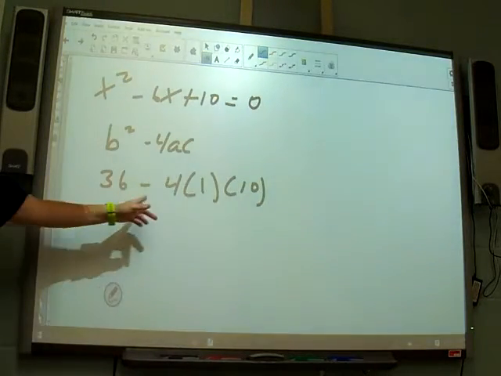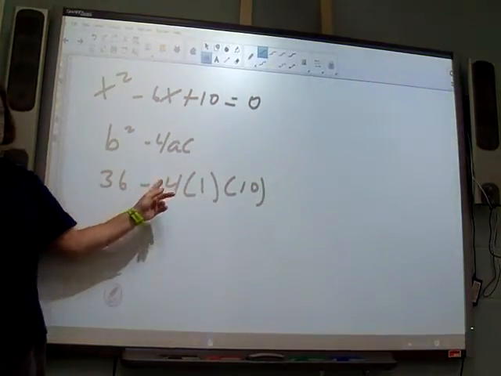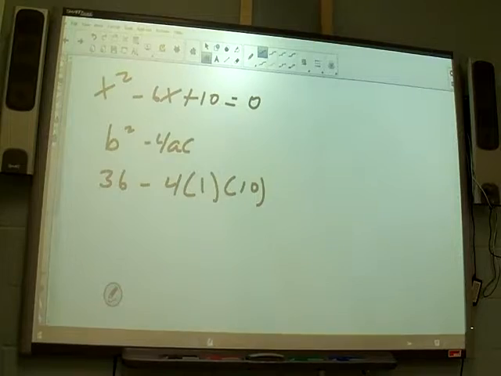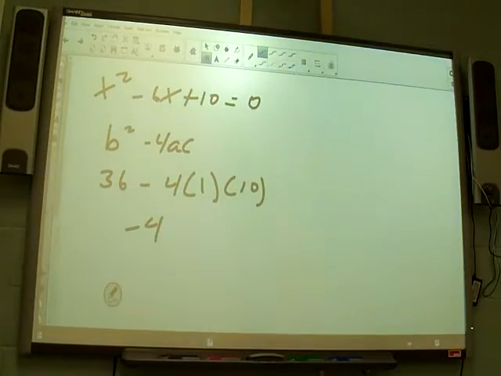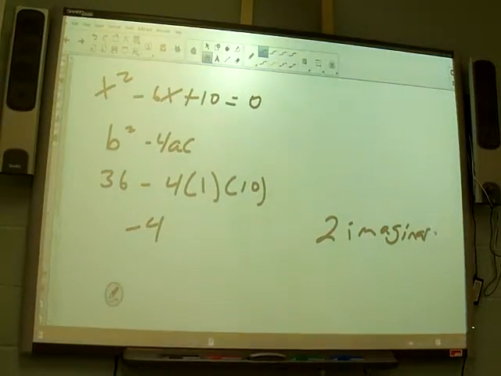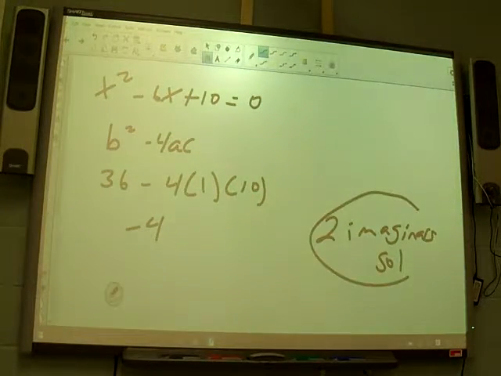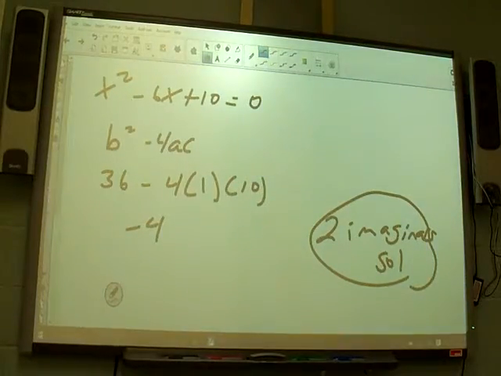Okay, now I already know the answer. Because what do I get for 4 times 1 times 10? 40. So I've got 36 minus 40, and that got me a -4. What did our little note page we just wrote say if our discriminant is a negative? You have 2 imaginary. So my answer here is that there are 2 imaginary solutions. And I didn't even have to find out what they were. We did that last year. Good. You are all on it, G-Dub.